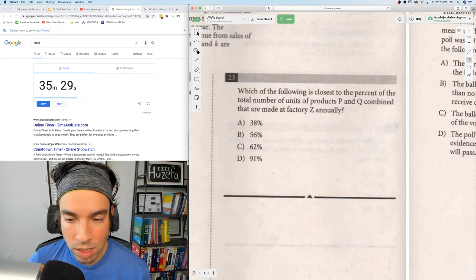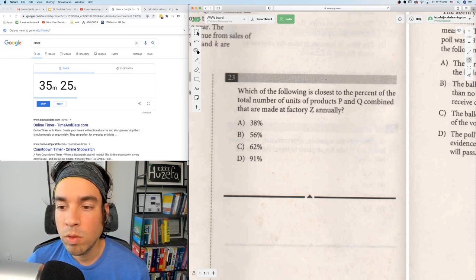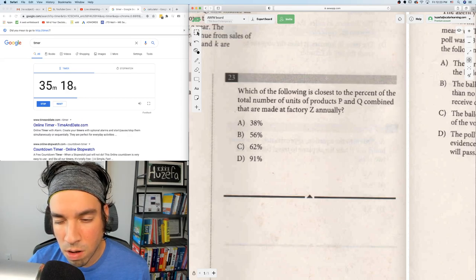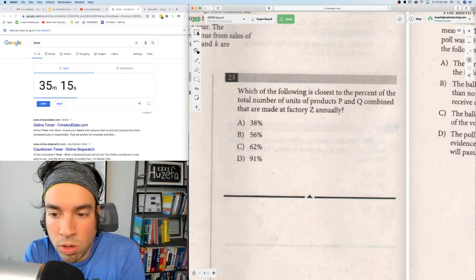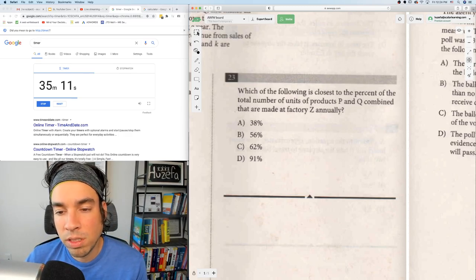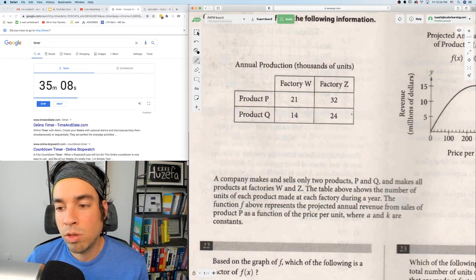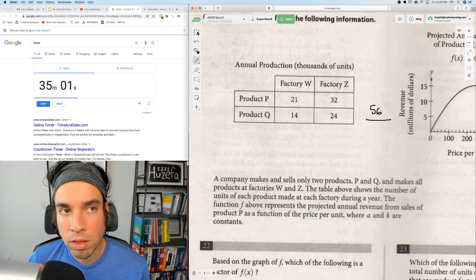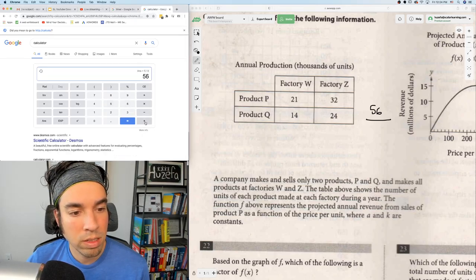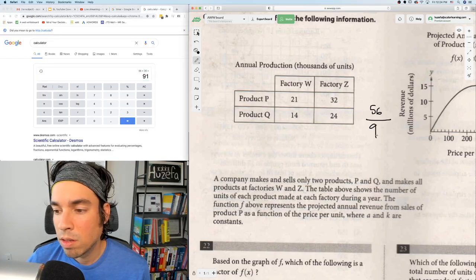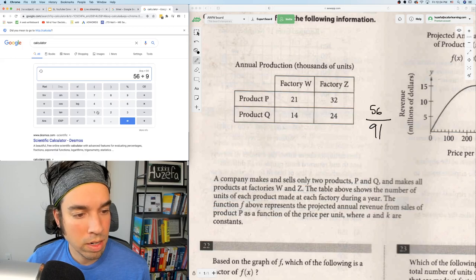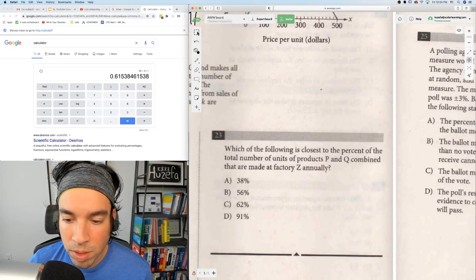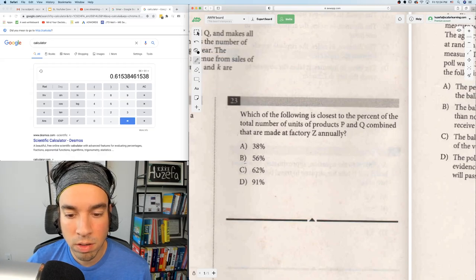Which of the following is closest to the percent of the total number of units of products P and Q combined? The percent of the total number of units. Factory Z. Okay. So factory Z is 32 plus 24, which is 56 out of 56 plus 35. That's 91. So 56 divided by 91, that's factory Z, right? 62%. I mean, factory Z annually, 62%. Boom, done. Yeah.